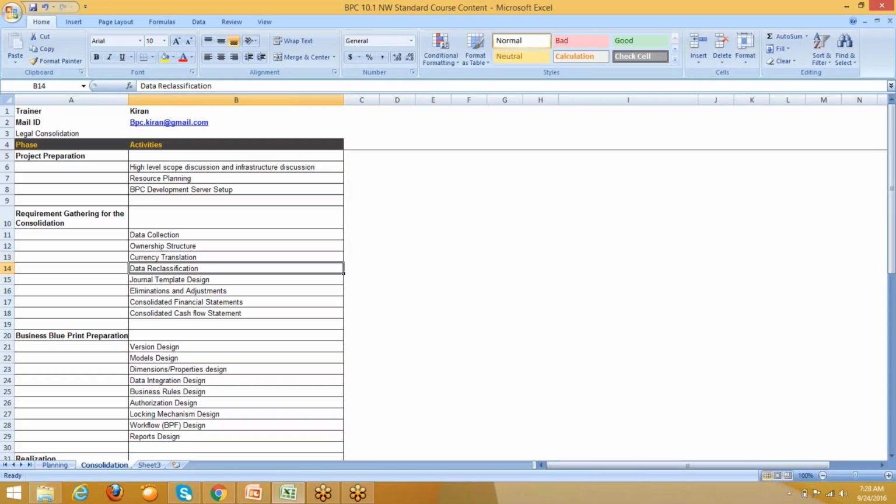And data reclassification. If they have any reclassification entries, what are those reclassification entries? How they are doing, how they are posting now, how they want to post it in the future, or how BPC can give a facility to achieve this data reclassification.